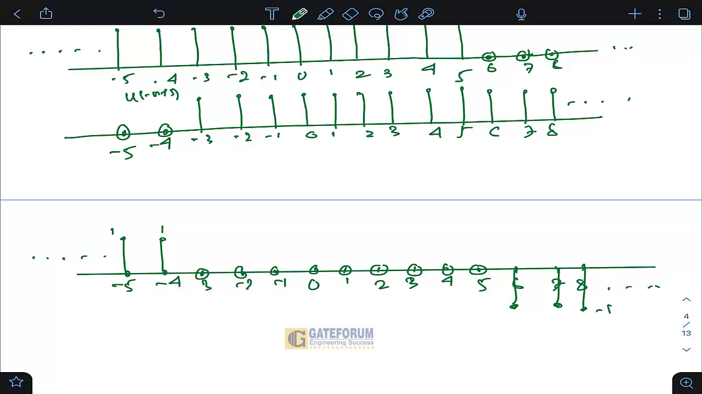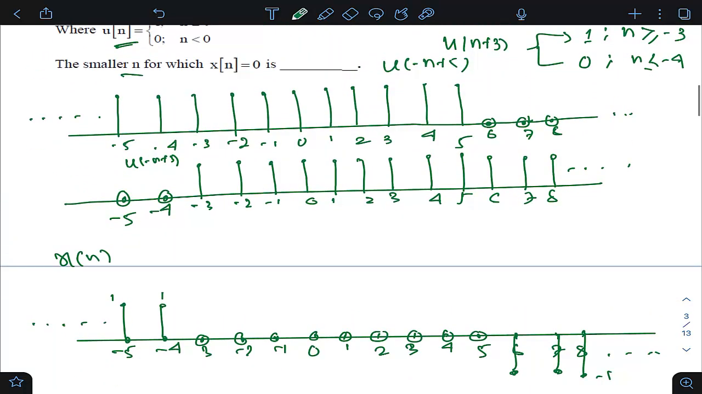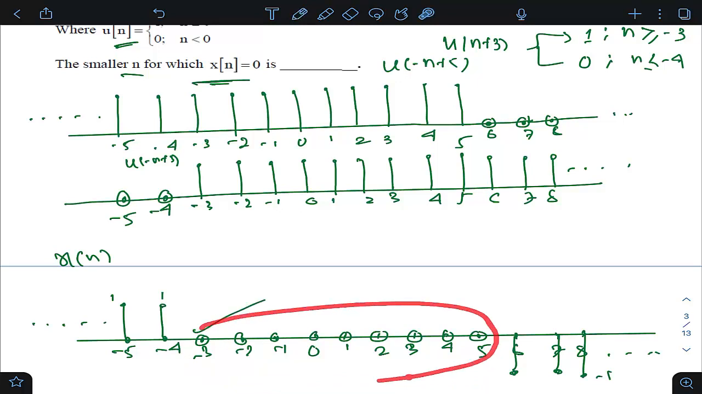So this is what the waveform x of n is. What they're asking is the smallest n for which x of n is 0. x of n is 0 in this range. So what is the smallest value of n? The smallest value of n is definitely minus 3, because x of n is 0 in the range of minus 3 to 5. Among these, the smallest one is definitely minus 3. So your answer has to be minus 3 in this case.